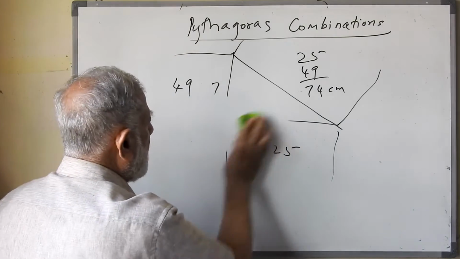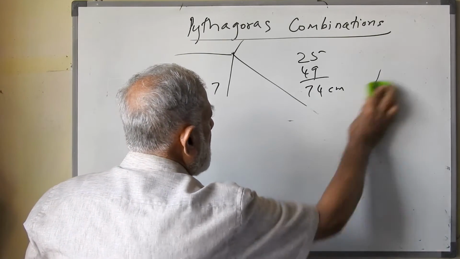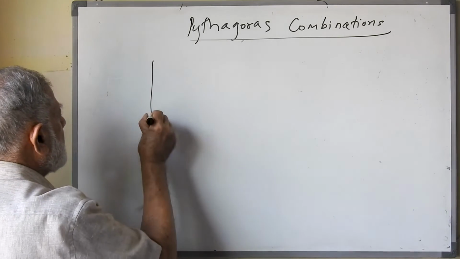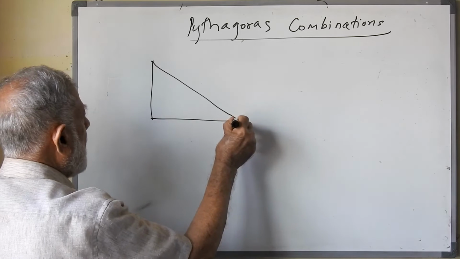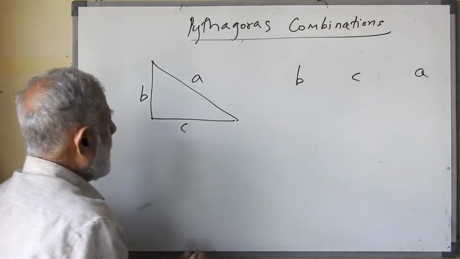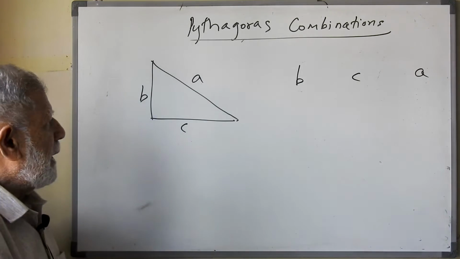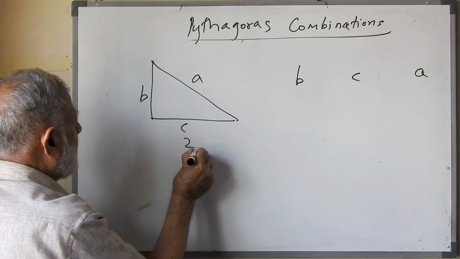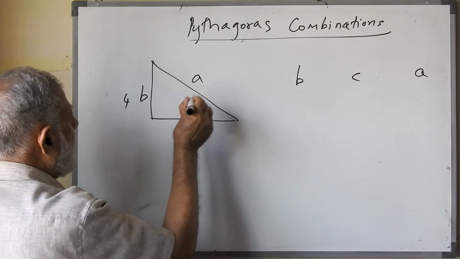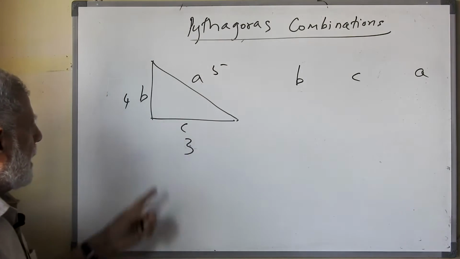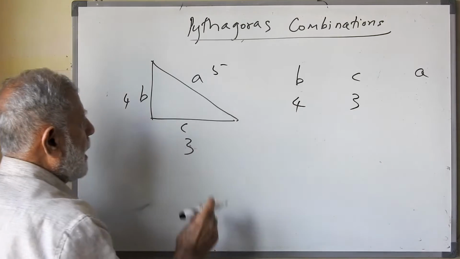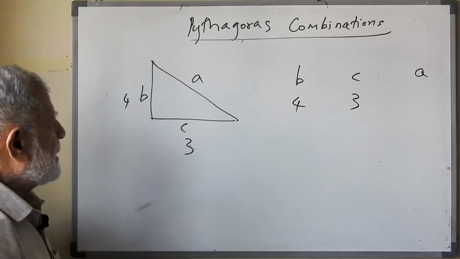So today I'm going to introduce you to some Pythagoras combinations. Now look at this triangle. I'll call this A, B, C. Now I am putting some values for A, B and C. I am putting this as 3, and this as 4, and this as 5. That is, C is equal to 3, B is equal to 4. Now we'll see what happens.